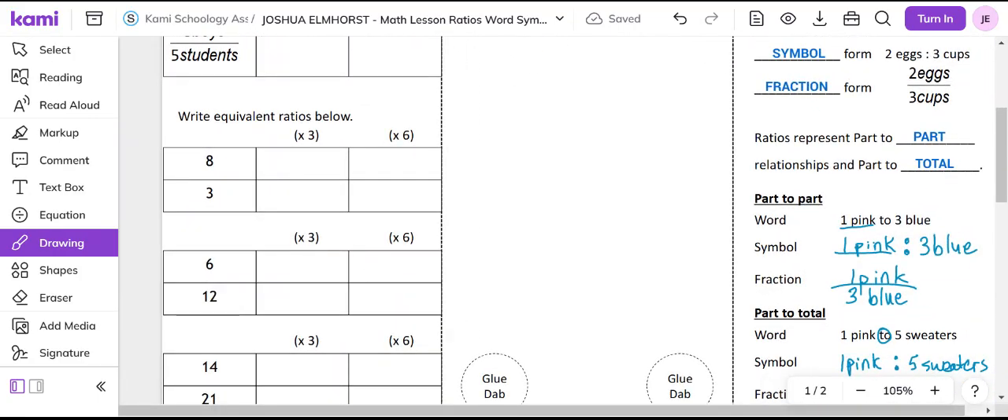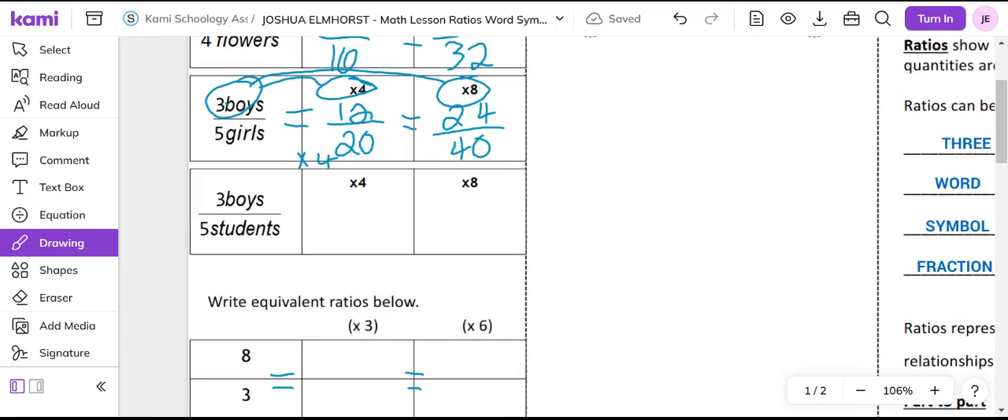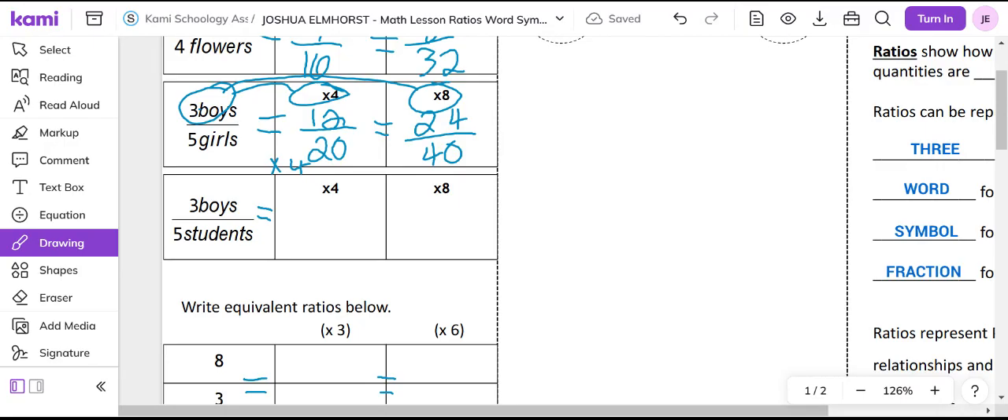Okay, to finish up the last few examples here, it's important to keep in mind that these are equivalent ratios. We put an equal sign in between here. And give me a thumbs up when you are done. I will check your answers, and then we're going to glue this into our journal, then move back to Schoology for our mastery practice.